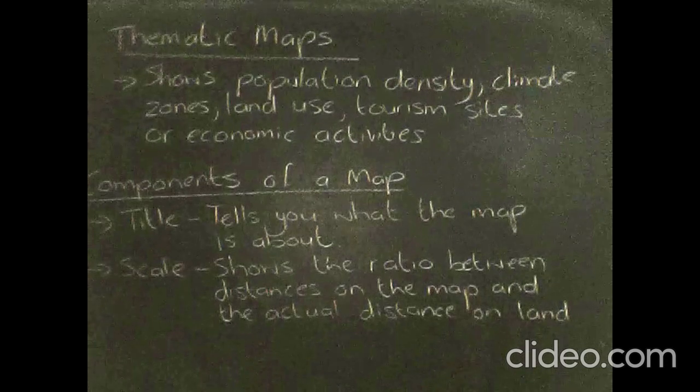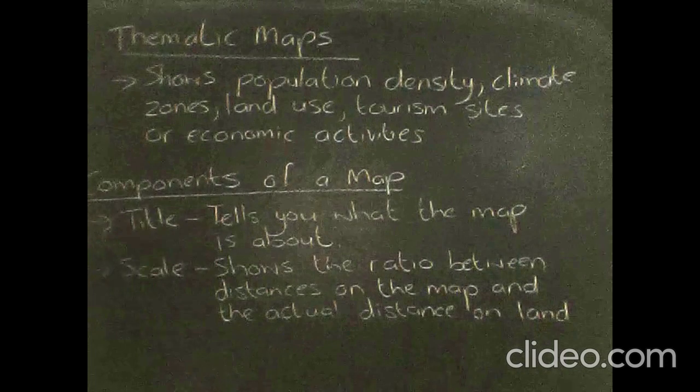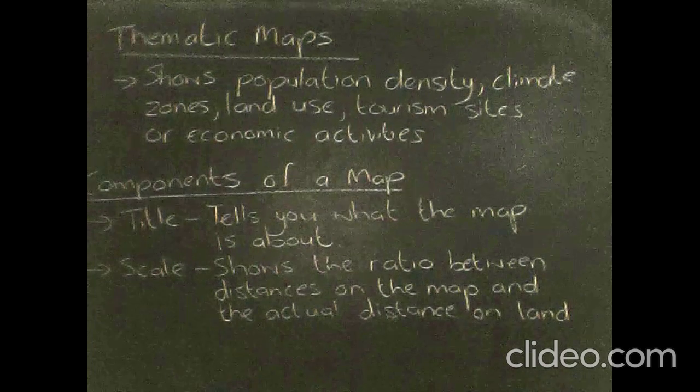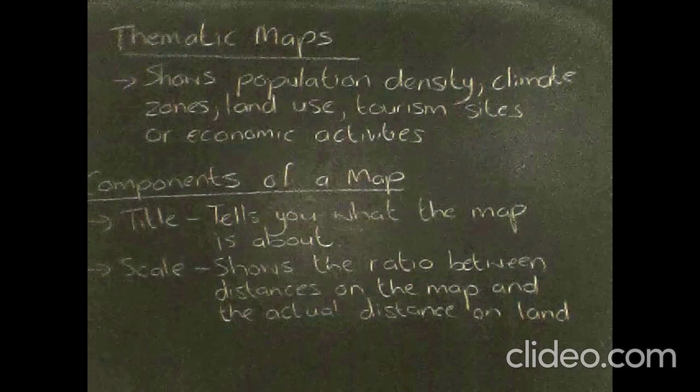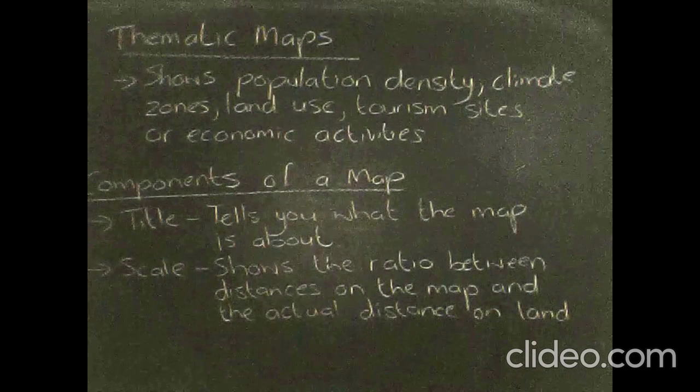Then we have thematic maps, and they show the population density, climate zones, land use, tourism sites, or economic activities. Right. Then let's have a quick look at the components of a map. So a map has a title, and the title tells you what the map is about.